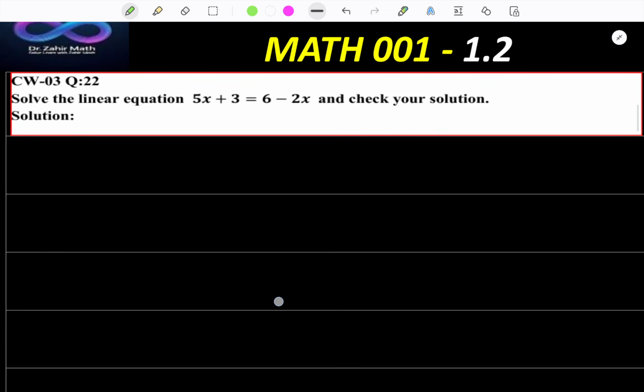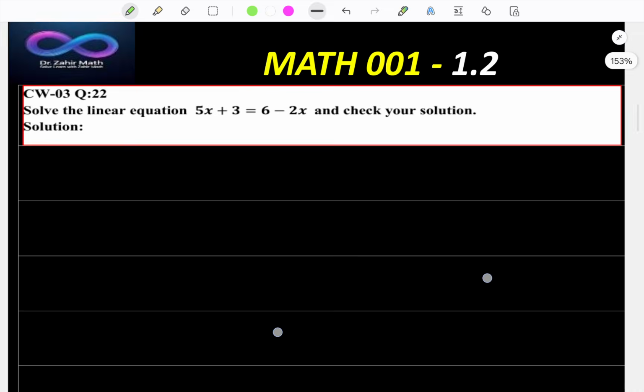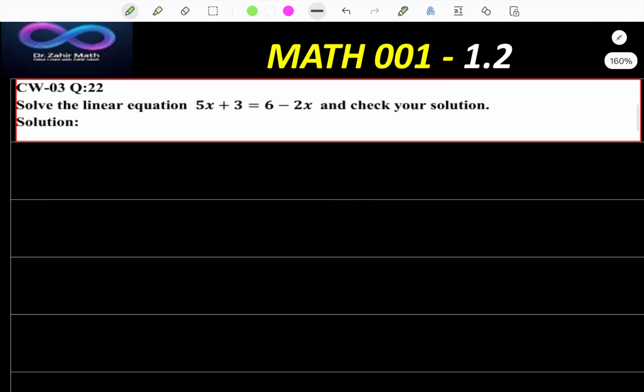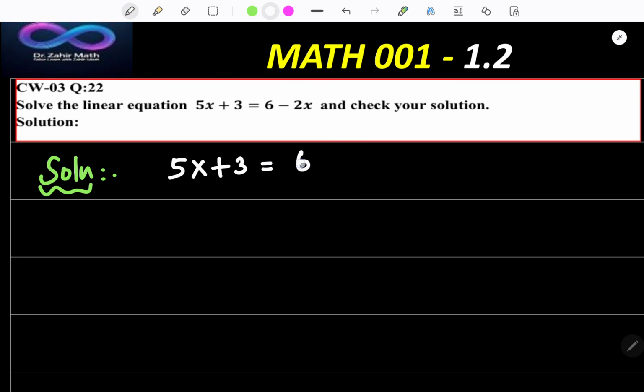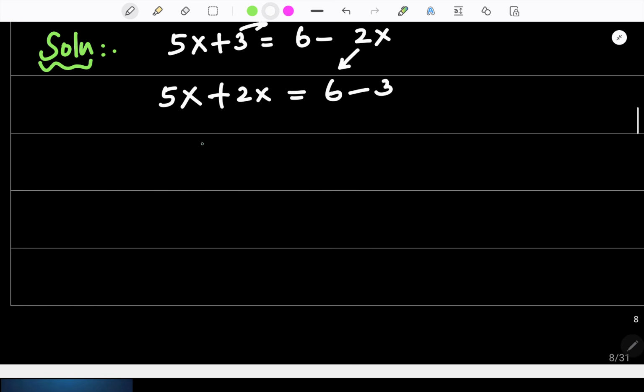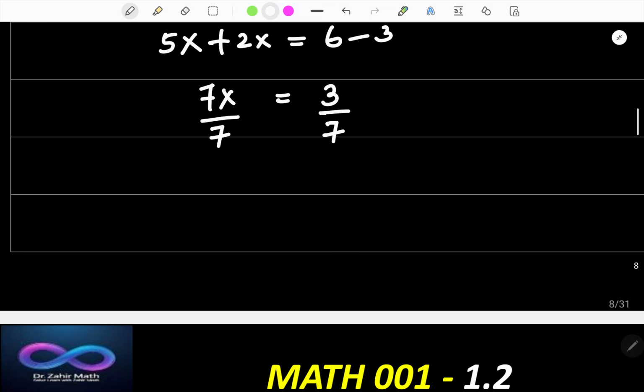The next question is solve the linear equation, right? Solve the linear equation 5x plus 3 is equal to 6 minus 2x, right? Okay. So let us start the question. Solution, right? So it is 5x plus 3 is equal to 6 minus 2x. Bring all the x one side, 6x. This comes this side. So it is plus 2x equals 6. And this 3 goes that side, 6 minus 3. 5x plus 2x is what? 7x. 6 minus 3 is what? 3. So divide by 7 and divide by 7. So what happens now? Which is x equals 3 over 7.